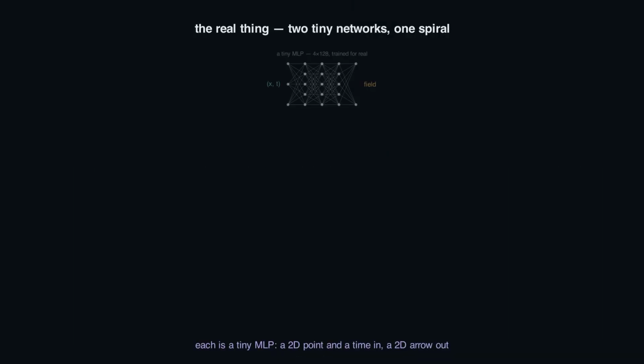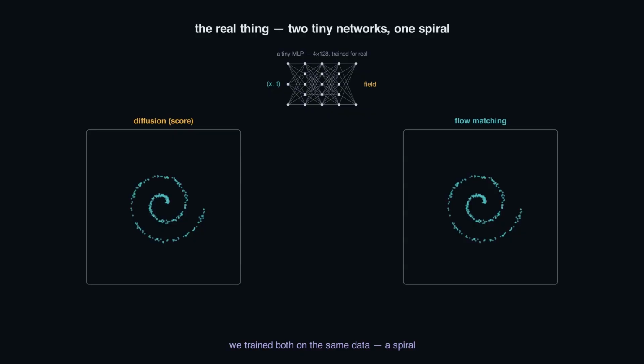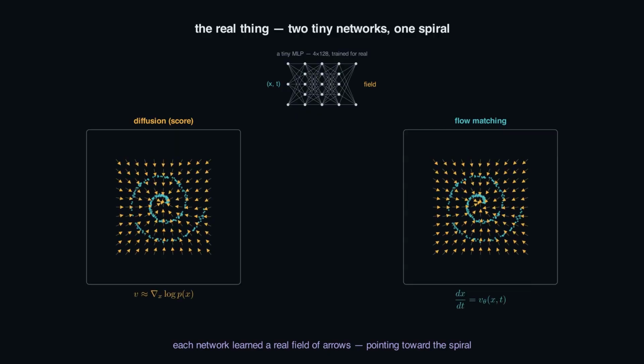Let's make that real. Here are 2 tiny networks, each just a little MLP that takes a 2D point and a time and hands back a 2D arrow. And we actually trained them. We gave both the very same thing to learn, a spiral. And each one learned a real field of arrows pointing in toward that spiral. This is the trained network's actual output, not a drawing.